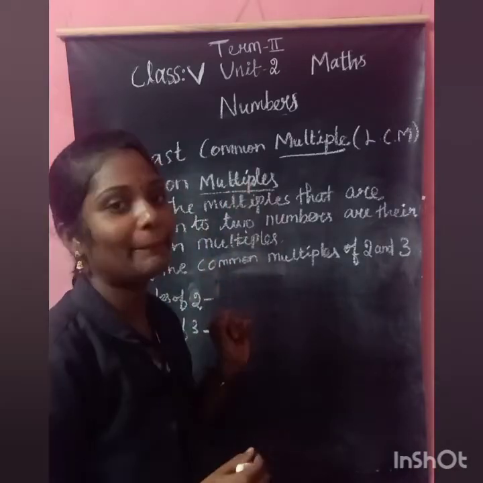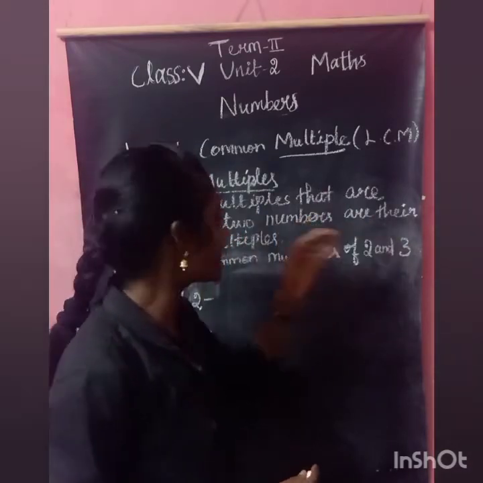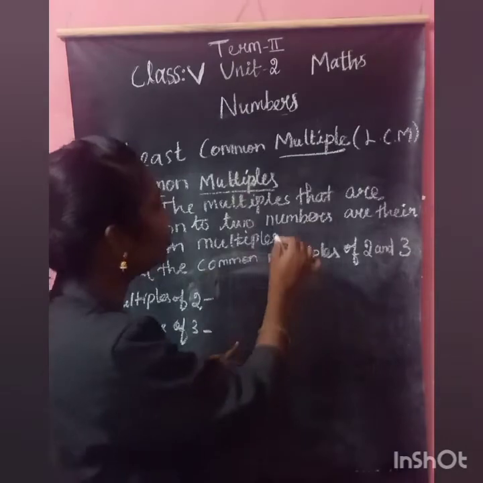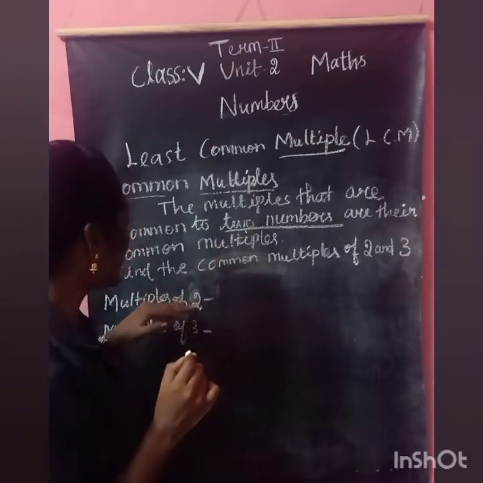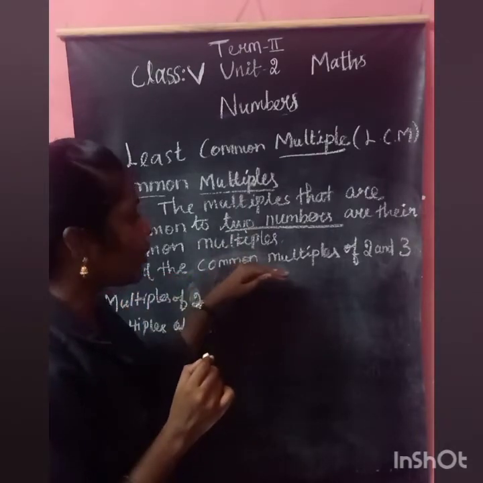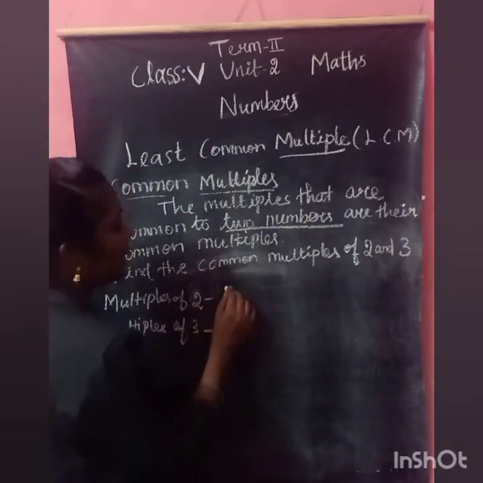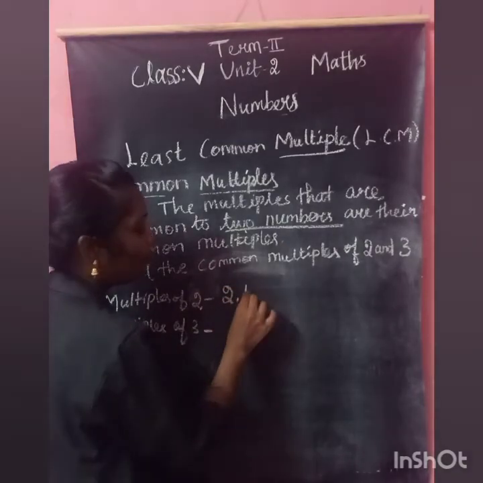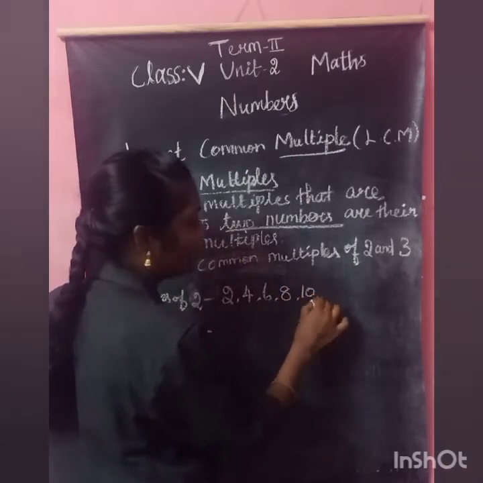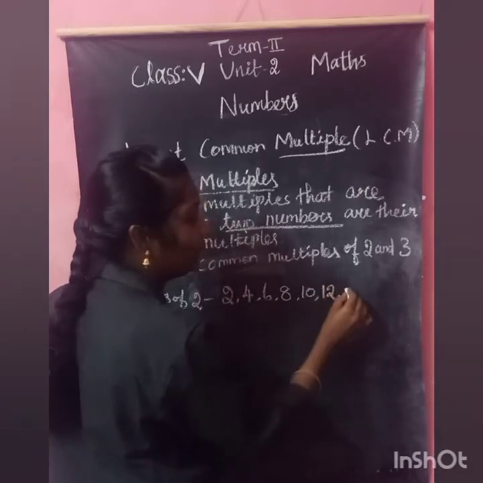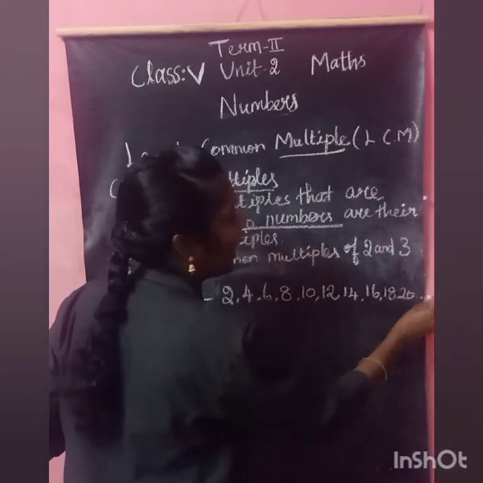Next, common multiples. The multiples that are common to two numbers are their common multiples. For example, find the common multiples of 2 and 3. So, write multiples of 2: 2, 4, 6, 8. Next, 10. Very good. Next, 12, 14, 16, 18, 20, etc.